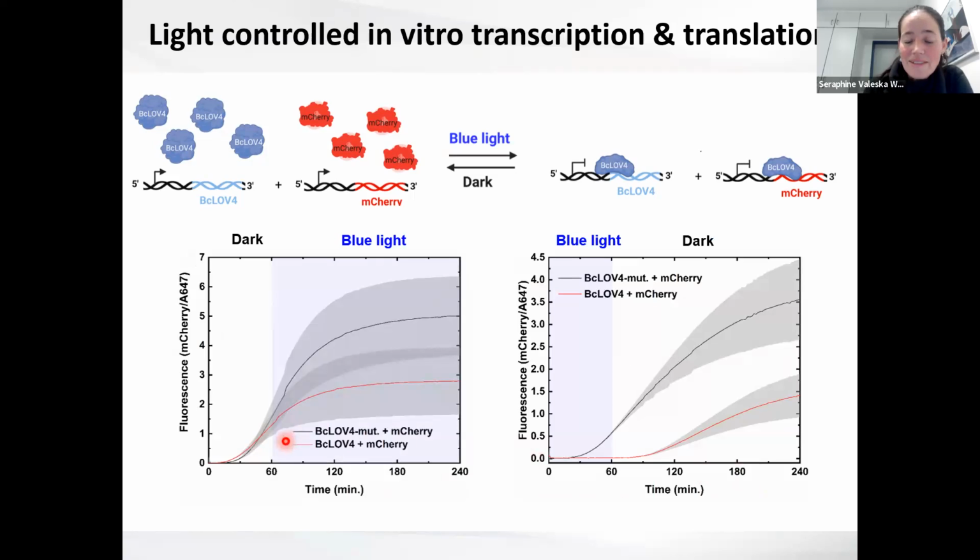Well, this now allows us also to control when protein production is activated. So we can first start off the reaction in the dark and initiate protein production, and then stop it when we start illumination. And you can see that then the protein production line goes down, flattens. Or we can do it the other way around. We can first inhibit our reaction, and then when we want to initiate protein production, we can stop illumination, and then we see mCherry production. So it works in both directions.